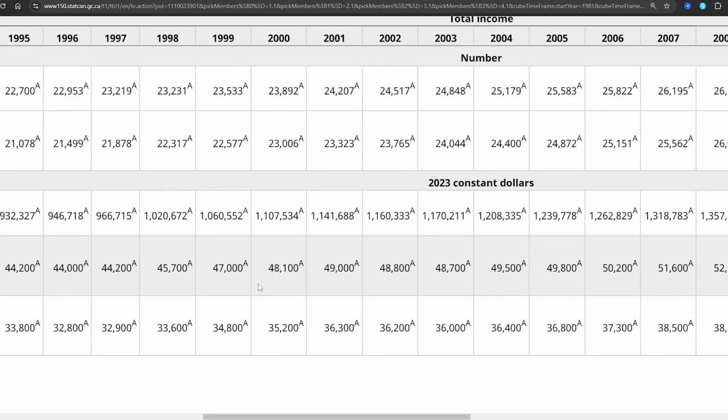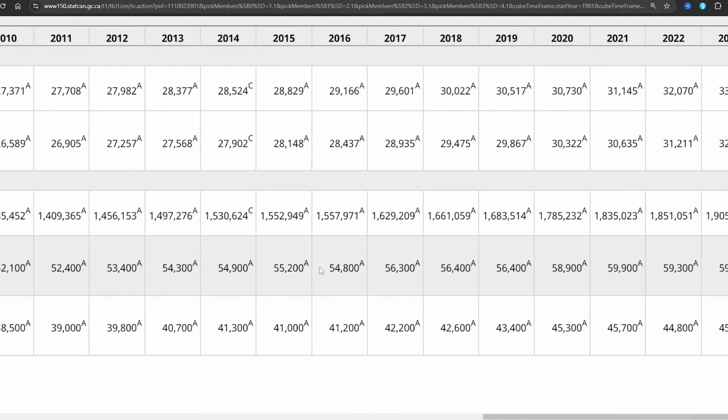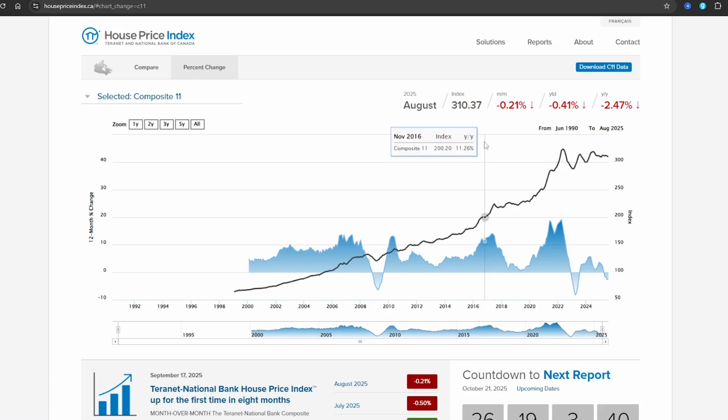Societal pressures matter to families. We can't say that having a child is a free thing to do in this country. Having a couple of children, you have to house them. And I think this is the most pertinent graph that I've been able to find. Now, this is not a Canadian government source. This is a house price index. You can see Terranet and National Bank of Canada. Okay, so we can call into question some of the data here.